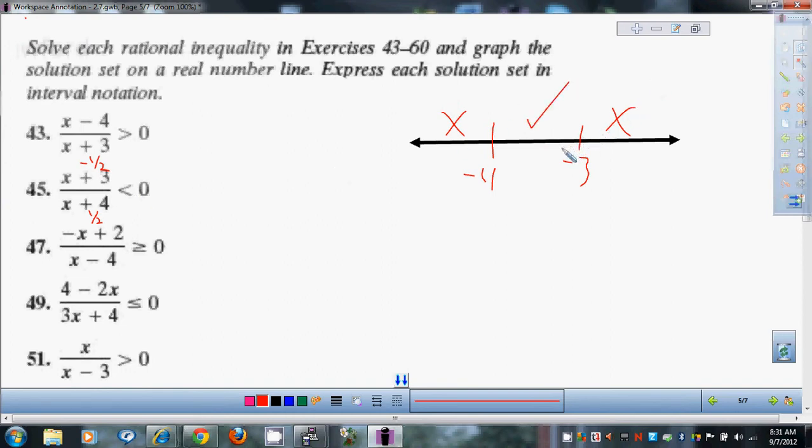So, how do I write my answer? Free chance for somebody to get off the hook here. Here's the actual answer. How do I write it? I'll sit here all day. Yes, sir.